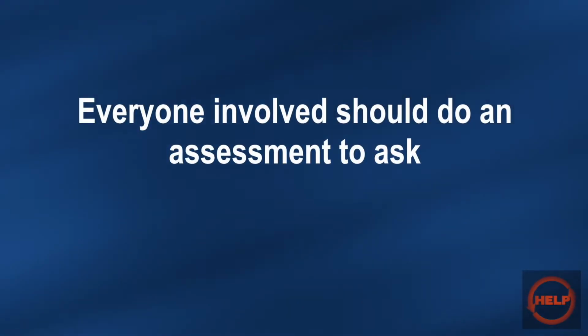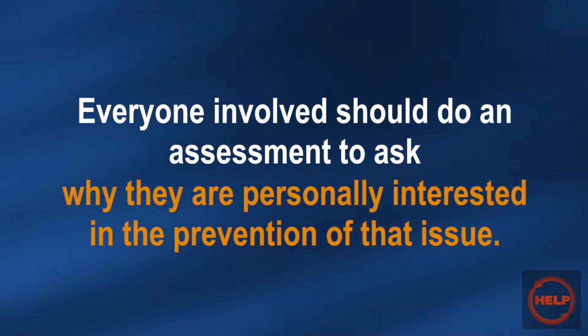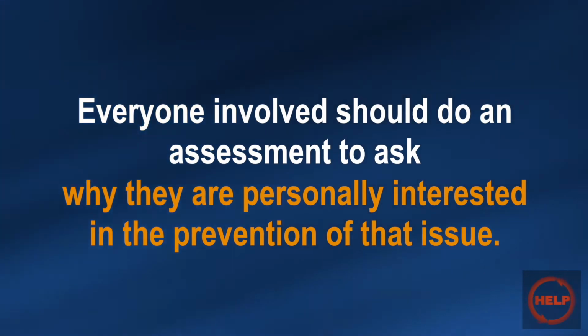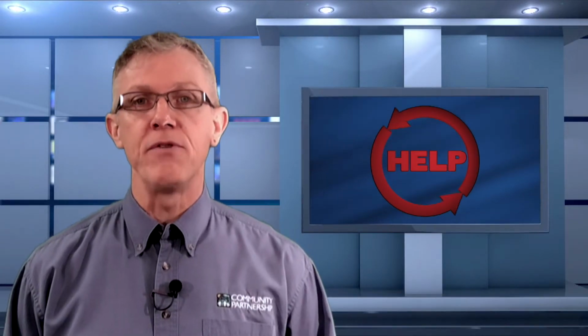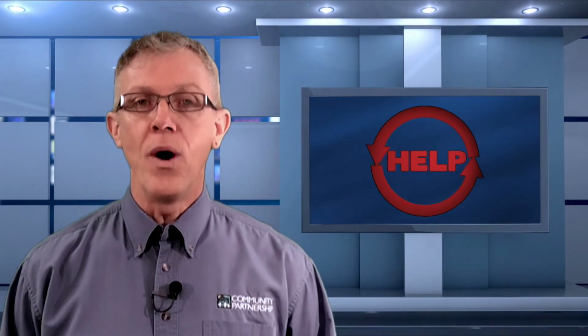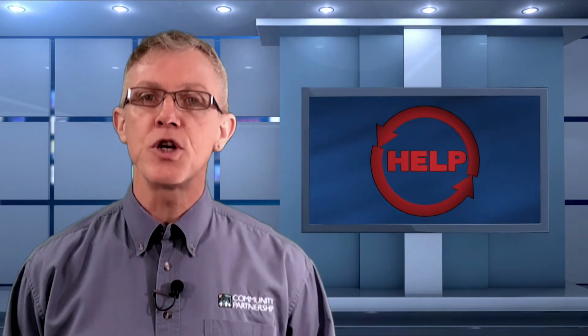Before a coalition begins to address a substance use-related problem, everyone involved should do an assessment to ask why they are personally interested in the prevention of that issue. Understanding reasons why and levels of commitment will help build cohesiveness among coalition members. Once each individual has determined their reason for involvement, the coalition might consider a similar process to determine how they might better function as a team.